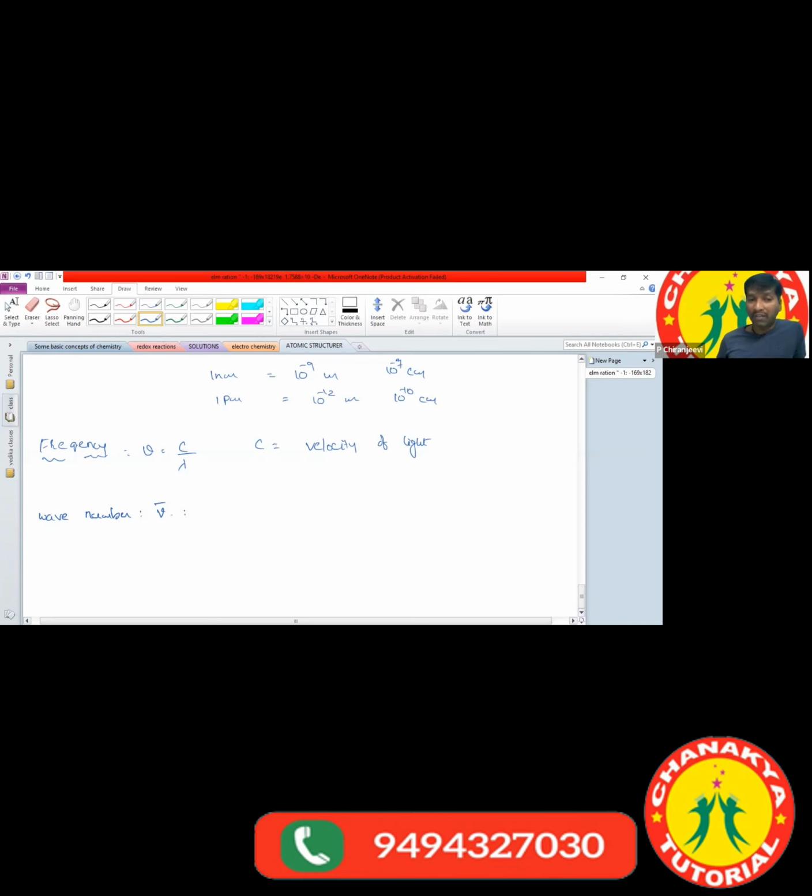Simply, wave number can be defined as the reciprocal of wavelength. Okay, it is the reciprocal of wavelength, also we can call it a wave number. Okay, and amplitude.